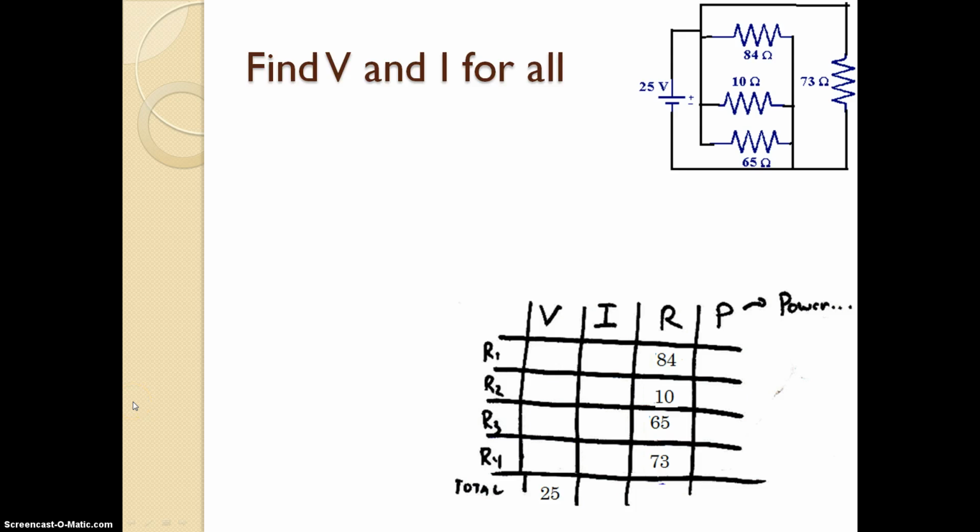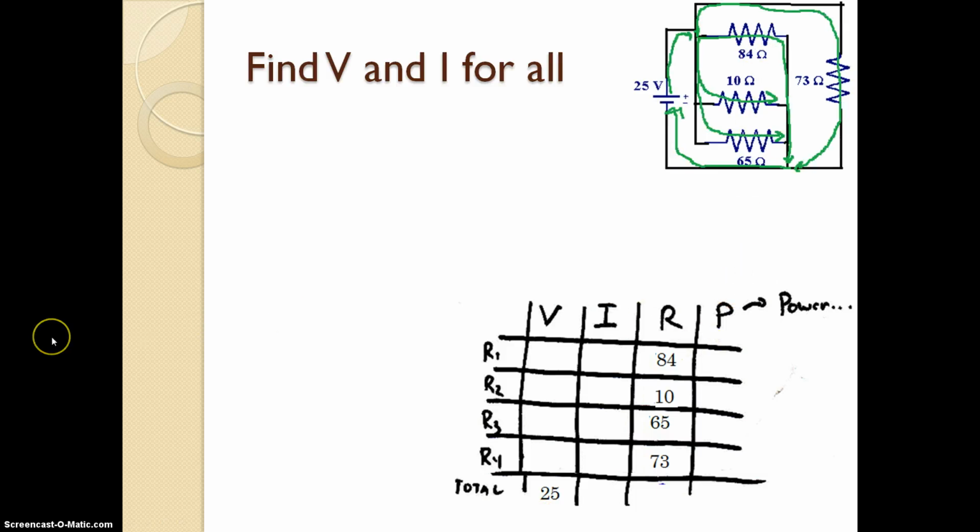So we did the same thing, we find voltage and current for all, but look at this one. This looks a little weird. Well, I know the total voltage is 25. I wrote down each individual voltage as well. And I'm going to draw my current arrows. This is kind of wacky, so I apologize. But the total current starts up here.